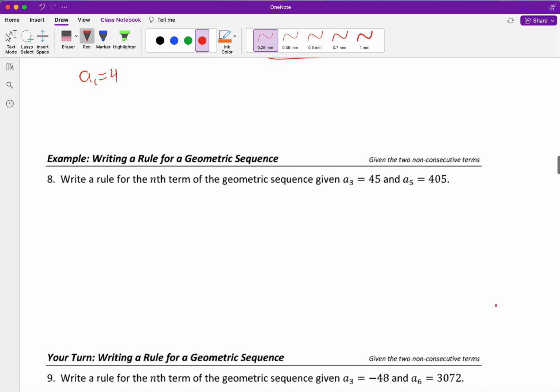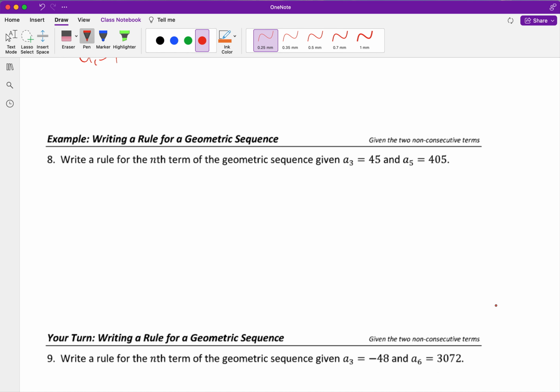All right. Writing a rule for a geometric sequence, this time given two non-consecutive terms. This was the one that when we were in arithmetic, we made a system of equations, and then we could, if we really wanted to, have treated it like a linear function. Now, I haven't really talked about this yet, but these are exponential functions because our variable n, or x, this time is in the exponent. But unfortunately, we don't have a great shortcut for this one.